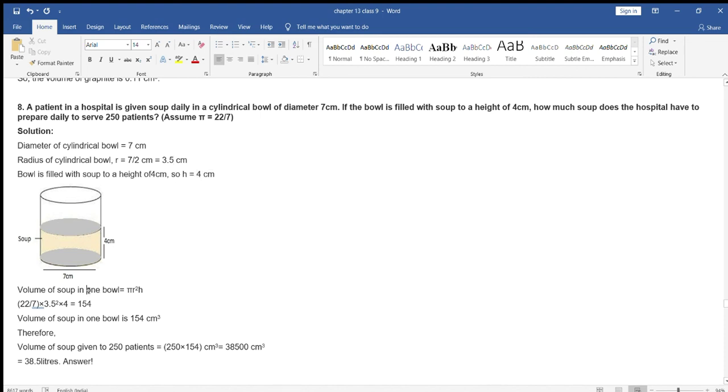Now volume we know it is pi r square h. Volume हमें क्या पता है? Pi r square h. Now putting the values, what we have found? Volume of one bowl. Now once the volume of one bowl is known to us, what we will do? We will multiply it by 250. क्या करेंगे हम इसको? हम इसको 250 से multiply करेंगे. So once we have multiplied by 250, here is our answer.